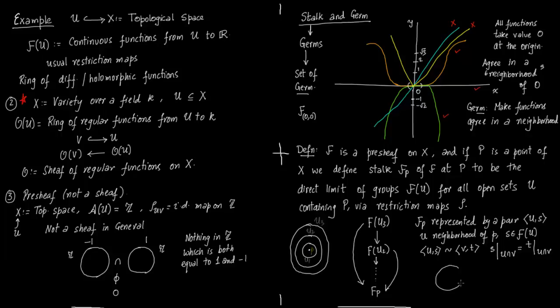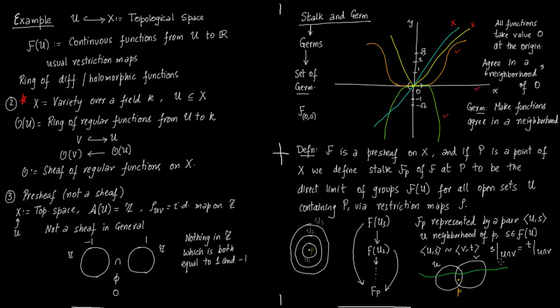Notice that Fp not only contains s, although it is represented by a pair (U, s), but a large number of sections. It is an entire abelian group, just like I discussed in the example above. If you're talking about point 0, then you're not only talking about functions which vanish at 0, you're also talking about all those functions which take value 1, minus 1, 2, 3, all real numbers. But they have to agree in the neighborhood.